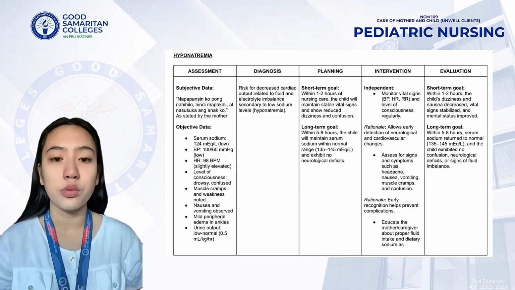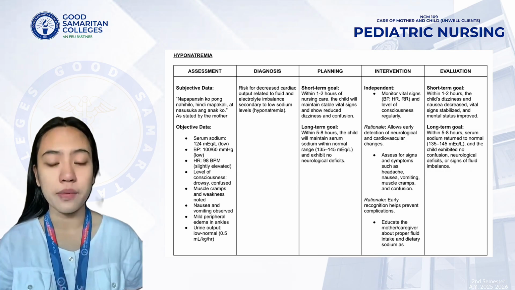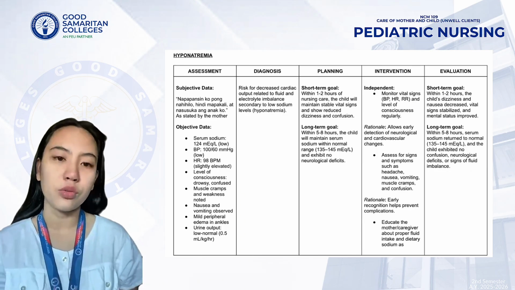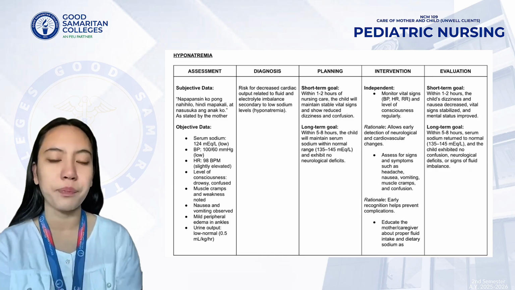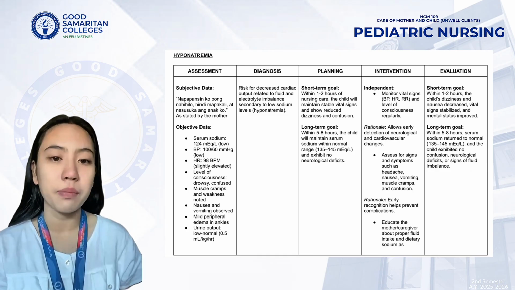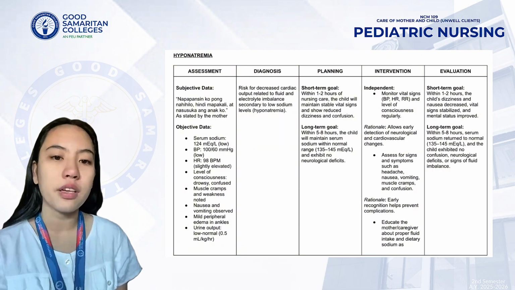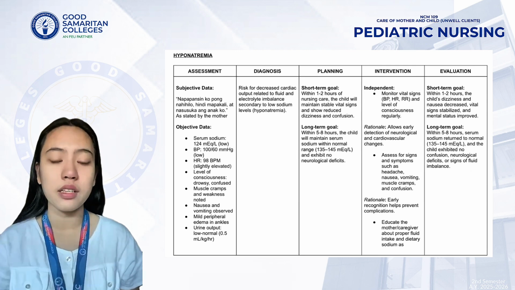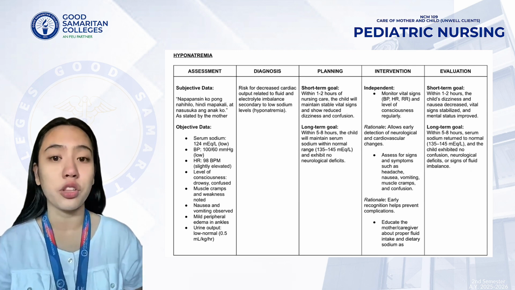Now, for the diagnosis part of the nursing care plan, it's risk for the decreased cardiac output related to low sodium or the hyponatremia. Meaning, because sodium is low, the heart may not pump blood effectively, which can affect oxygen delivery to the body. Now for the planning, we have the short-term goal.